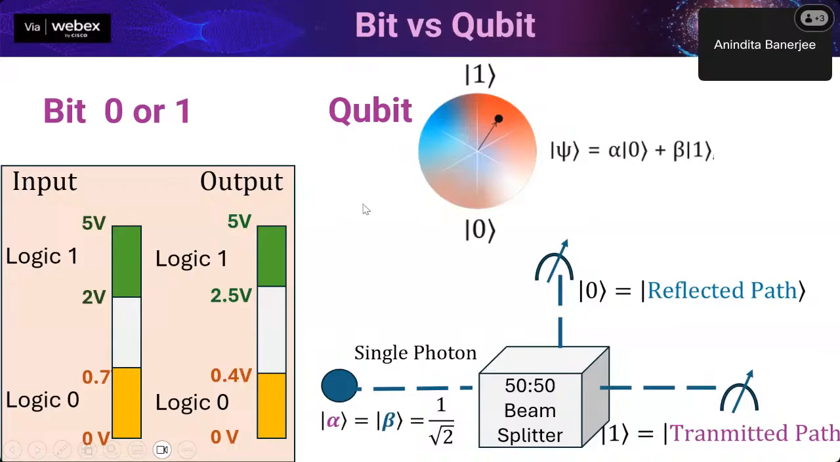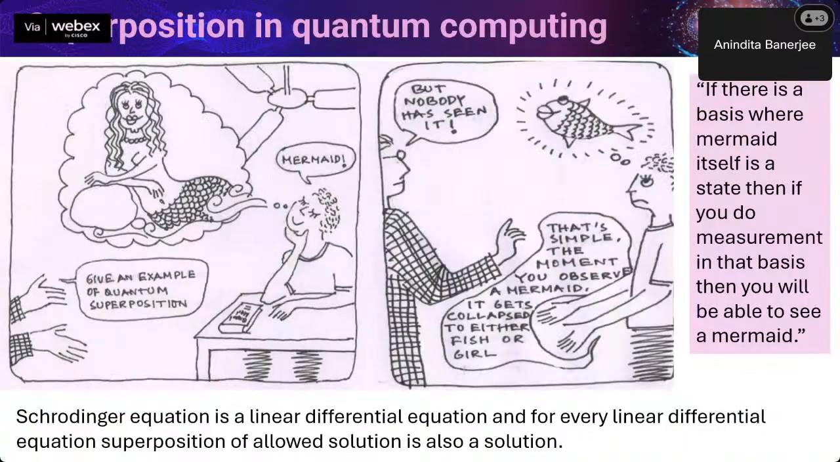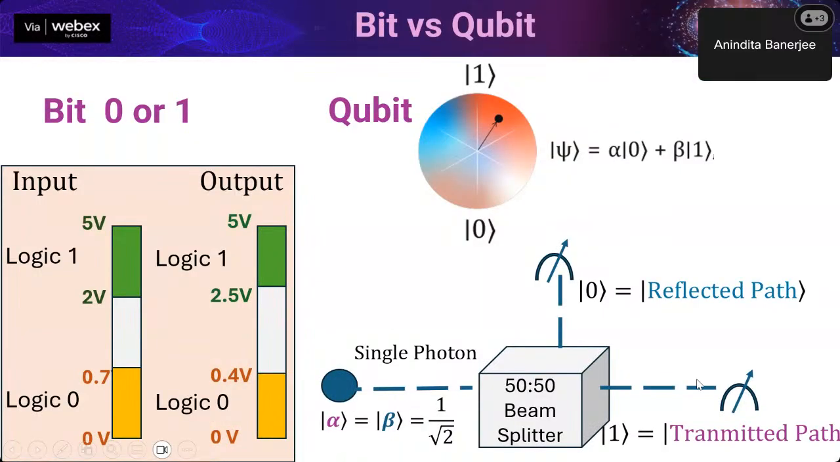A qubit is a two-dimensional or two-state system. Here it is represented by transmitted and reflected, but we're not going into too much depth. Otherwise, we have qutrit, we have qudit for d-dimensional. Whenever d is equal to 2, it's a qubit, a two-dimensional state. Now, what you had seen earlier was a superposition. It was a path superposition.